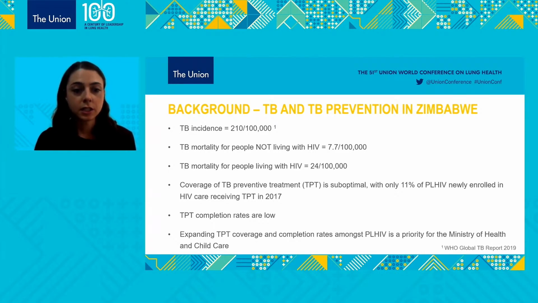So the TB incidence in Zimbabwe is 210 per 100,000. And in Zimbabwe, as elsewhere, TB is a leading cause of death amongst people living with HIV, with a rate of TB mortality more than triple among people living with HIV compared to those not living with HIV. Yet coverage of TPT is suboptimal and completion rates are low. Expanding TPT coverage and completion rates among people living with HIV is a priority of the Ministry of Health and Child Care in Zimbabwe.